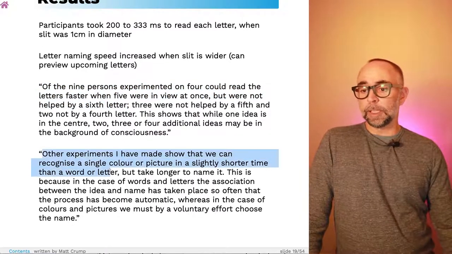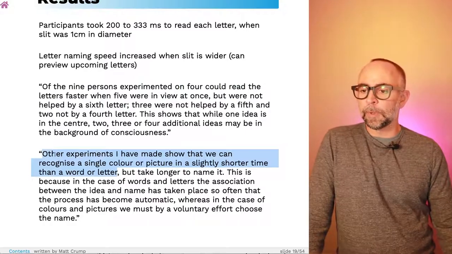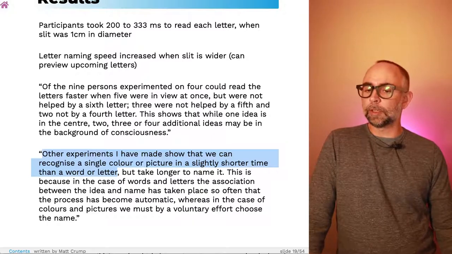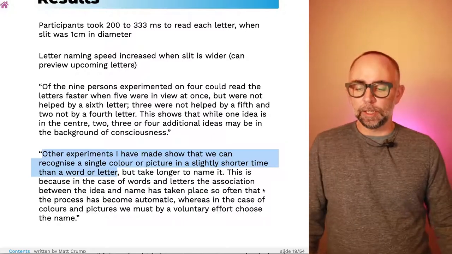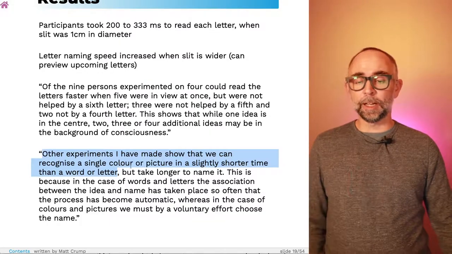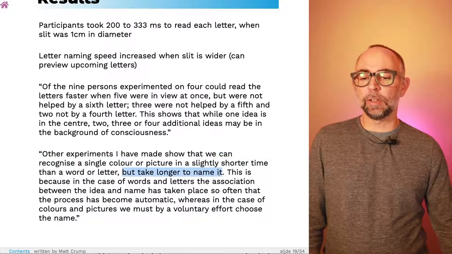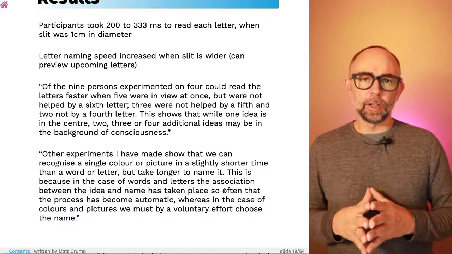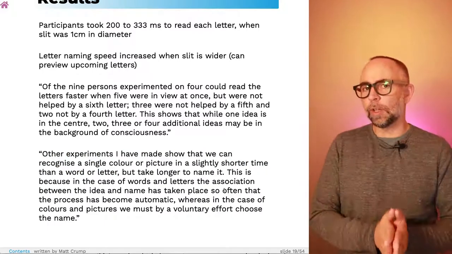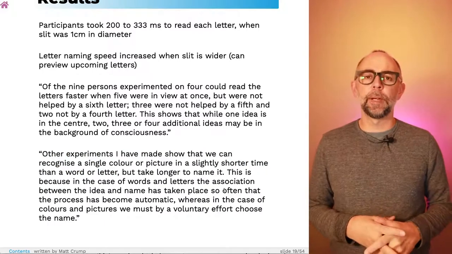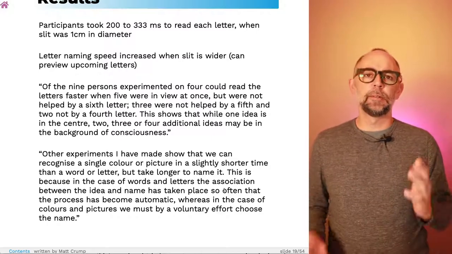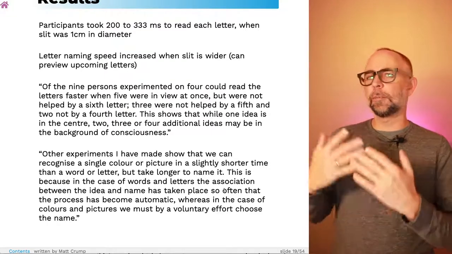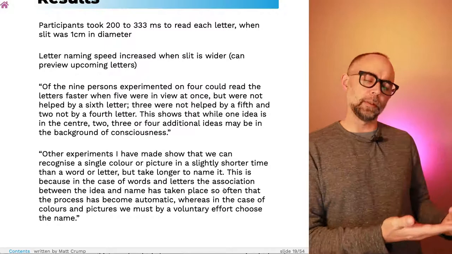Here's another observation, because he was also showing people things like colors. So he says, other experiments I've made show that we can recognize a single color or a picture in a slightly shorter time than a word or letter. But it takes longer to name it. So just to repeat that: you can recognize a color quickly, but it takes you longer to name what color it is compared to a letter. And you start wondering, well, why would it take me longer to recognize and name some things like colors versus other things like letters?